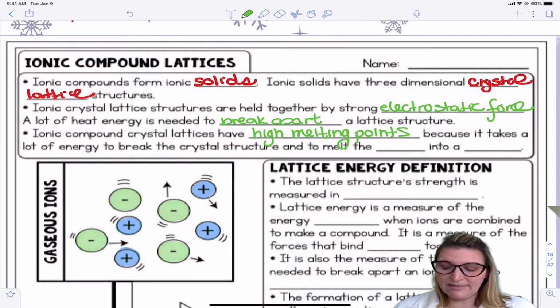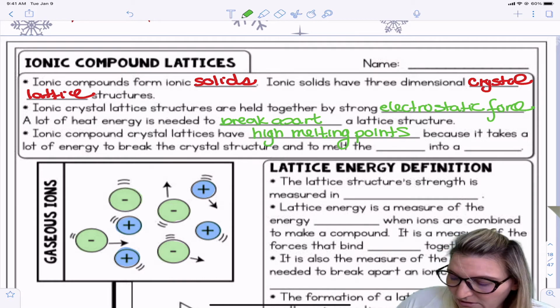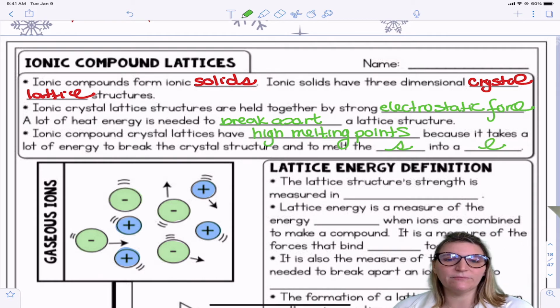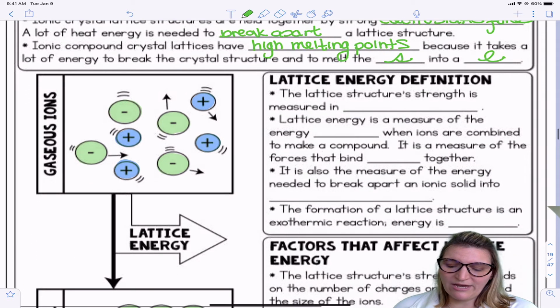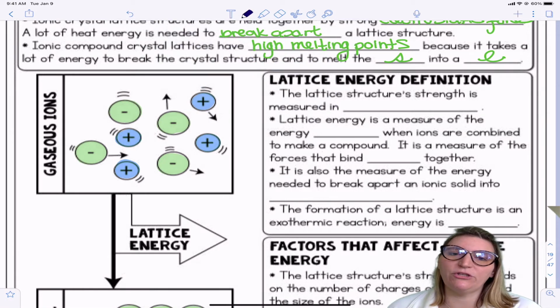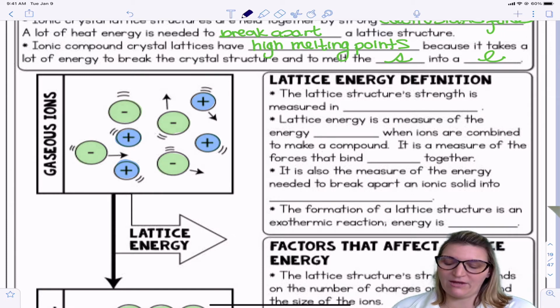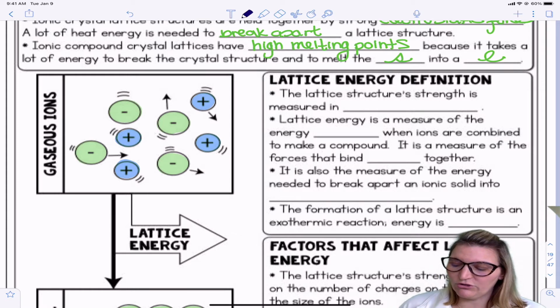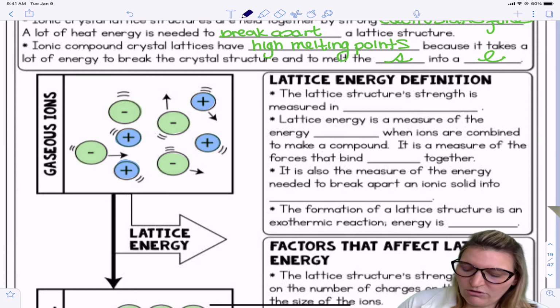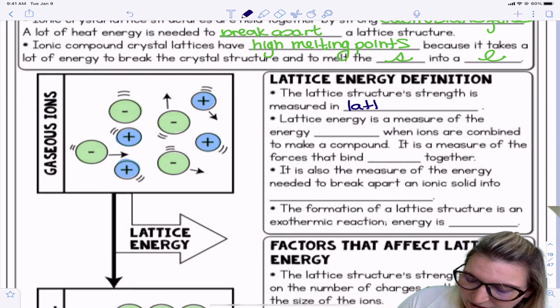Ionic compound crystal lattices have very high melting points because it takes a lot of energy to break the crystal structure and melt the solid into a liquid. And that term, lattice energy, is a more technical term for what you would need to add in order to turn the solid into a liquid and then into a gas. Lattice energy is how much energy that would take. So lattice structure strength, how strong the structure is, is measured in what we call lattice energy.